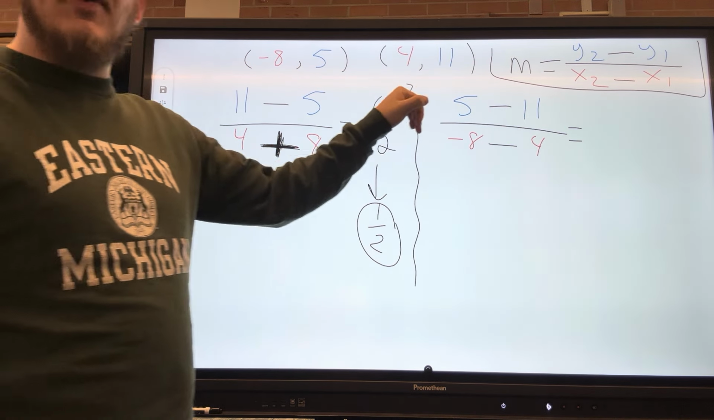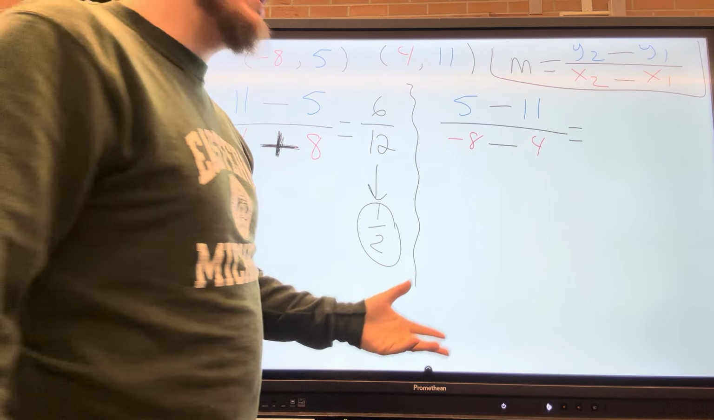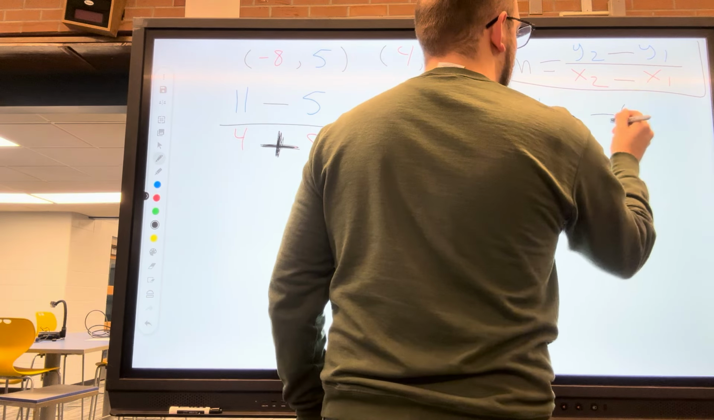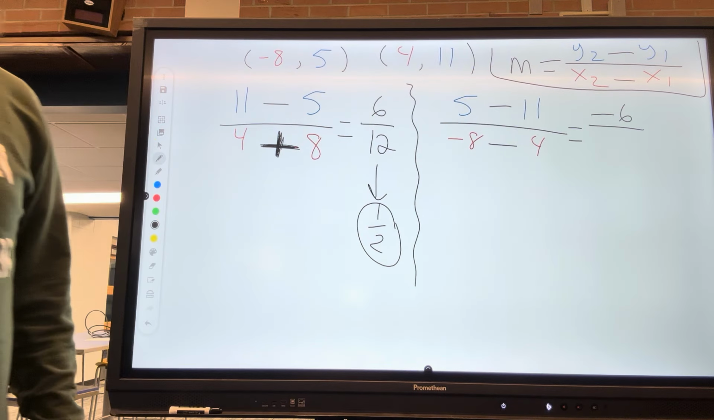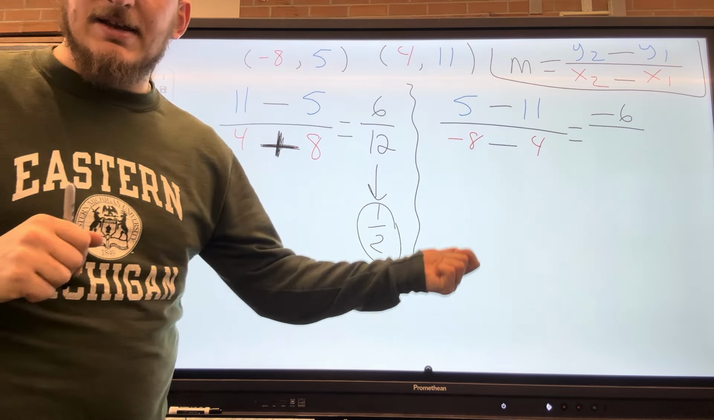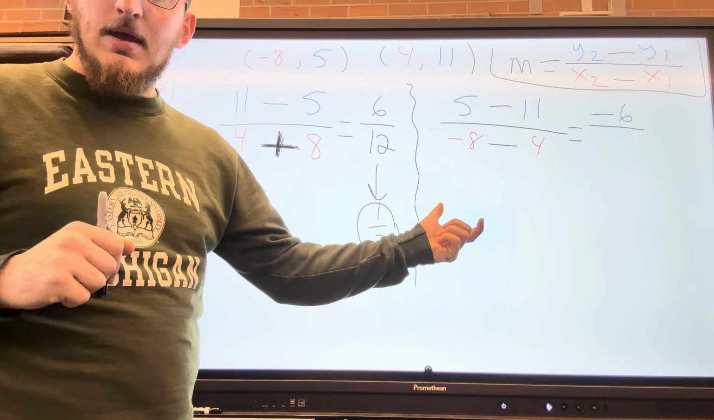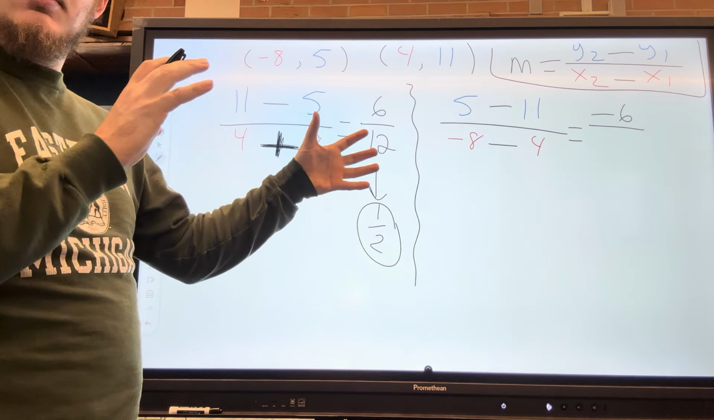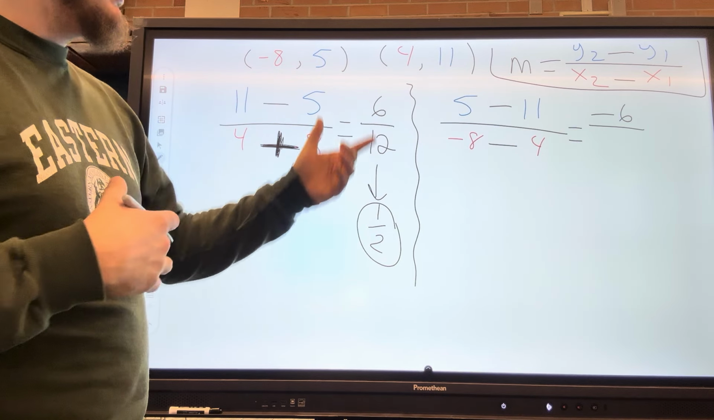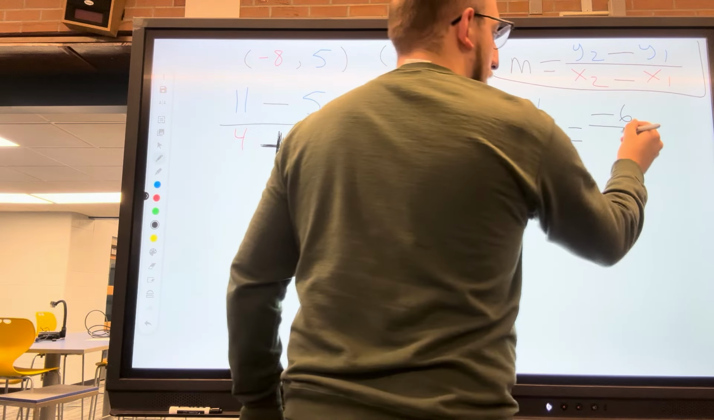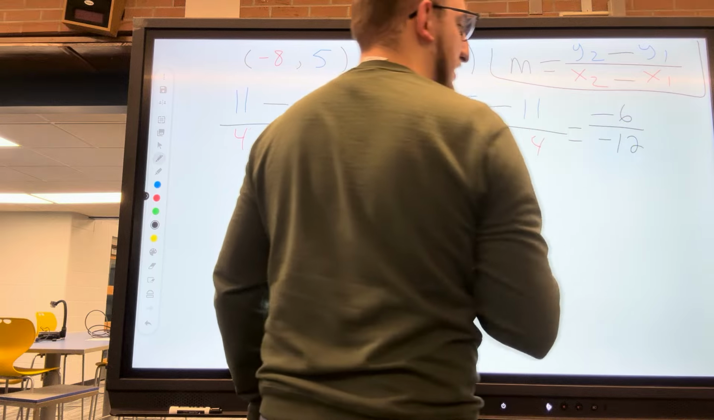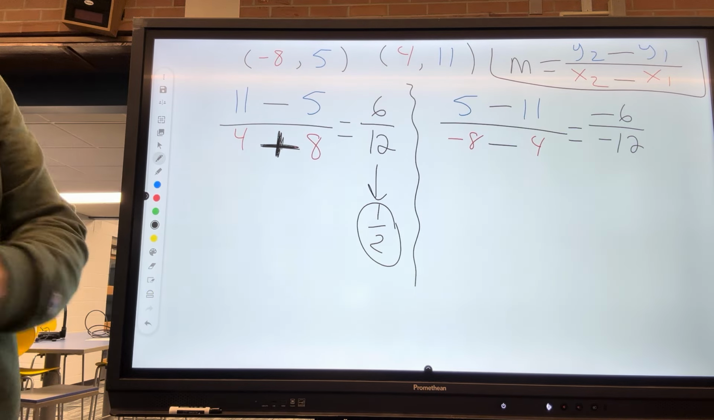Same idea. What is 5 minus 11? 5 minus 11 is -6 over. And then we have -4 minus 8. They're both negatives, right? So we can actually just combine them, keep the sign. So 8 plus 4 is 12. The negatives keep together. And now we have -6 over -12.